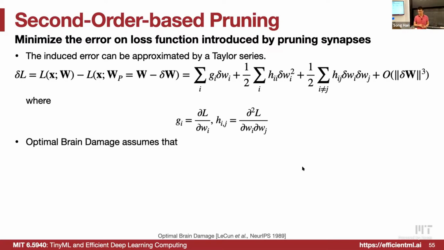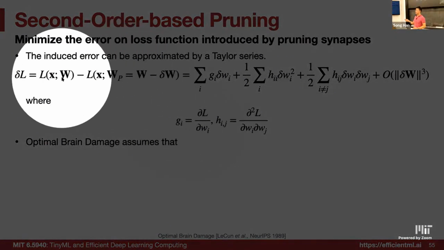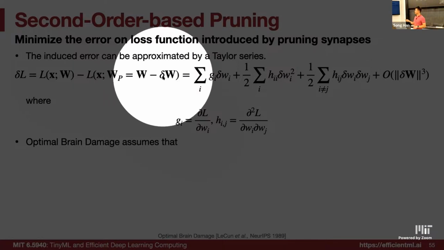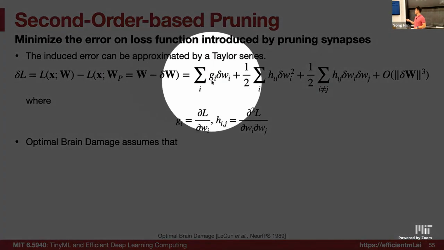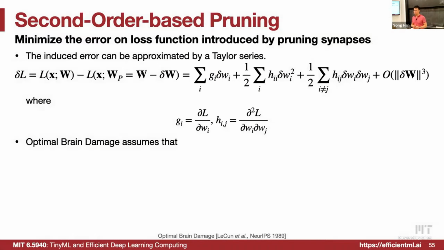Second order based pruning. Okay, so let's apply the Taylor expansion to a pruned network. This is the pruned network versus the original network. For the pruned network, you basically give a perturbation delta W to the weights, which is equal to the first order, second order, and third order approximation. Okay, so we can remove the third order and beyond, and only keep the first and second order.